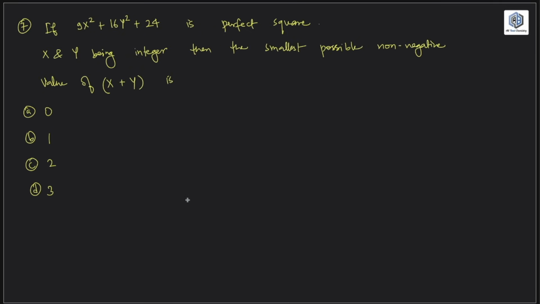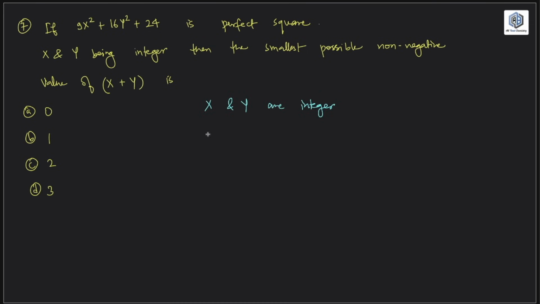Fine, let's take the next question. It says that if 9x square plus 16y square plus 24 is a perfect square number, x and y being integers, then the smallest possible non-negative value of x plus y is how much? Now a few things you have to consider: x and y are integers, so x and y can be positive or negative both, but x plus y has to be non-negative according to the question.